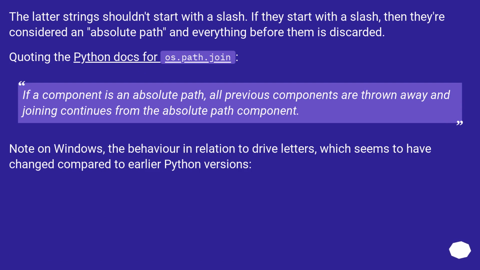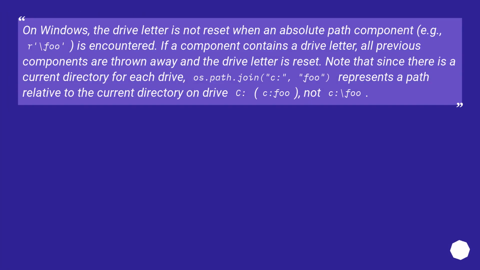component. Note on Windows, the behavior in relation to drive letters, which seems to have changed compared to earlier Python versions. On Windows, the drive letter is not reset when an absolute path component, for example /foo, is encountered. If a component contains a drive letter, all previous components are thrown away and the drive letter is reset. Note that since there is a current directory for each drive, os.path.join("C:", "foo") represents a path relative to the current directory on drive C, C:foo, not C:\foo.